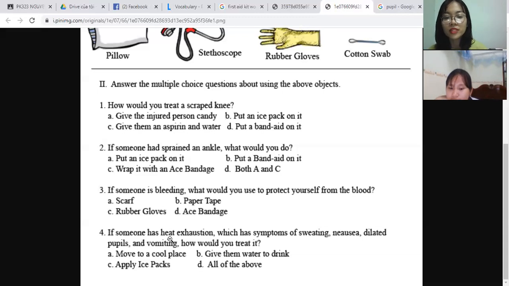So this means that if your house has an air conditioner and you want to go outside from the room, you need to stand at the door for about 2 or 3 minutes, to make sure that you are familiar with the temperature outside, the heat outside.